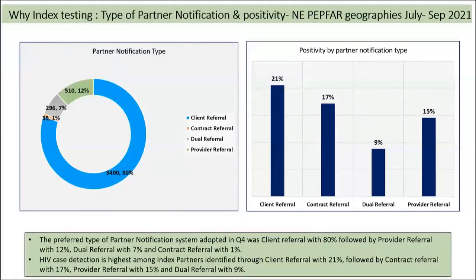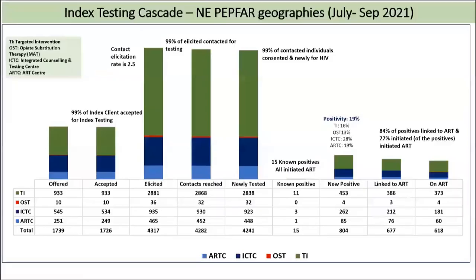And similarly, in those who accepted provider referral or contact referral, we got 15 to 17% positivity. Even those who accepted dual referral, 9% were positive. So positivity is there in other methods of partner notification as well. So we need to focus on the partner notification strategies. Clients may need some different mode of contacting their partners, and we are getting good positive results from those strategies as well.